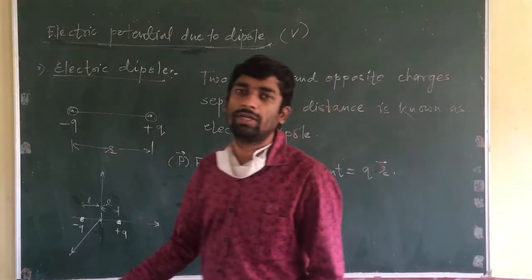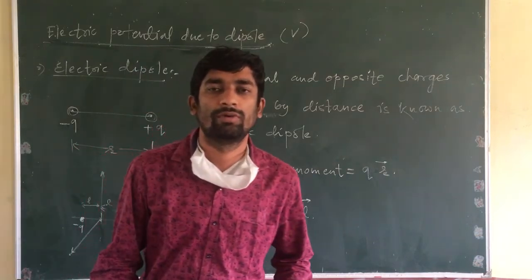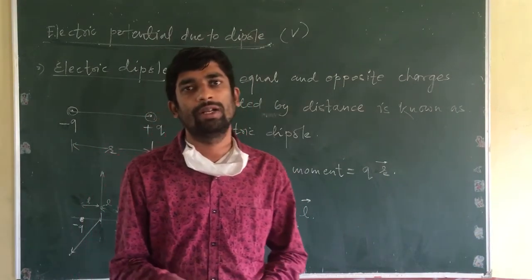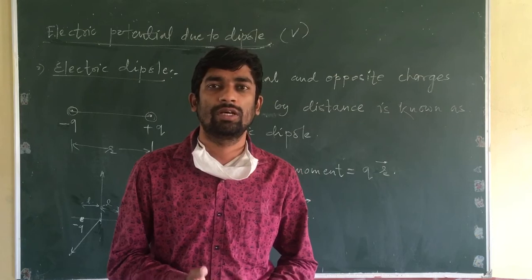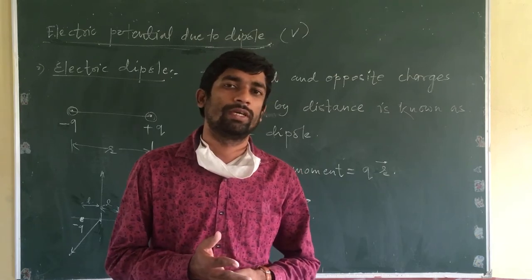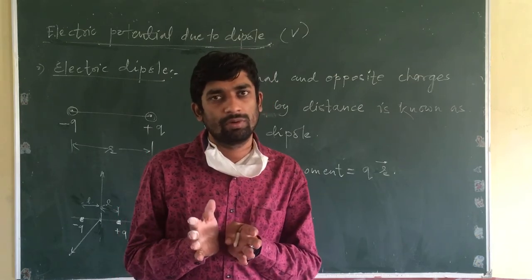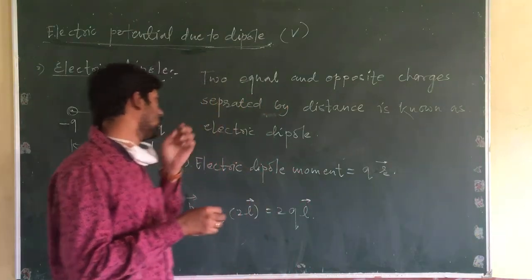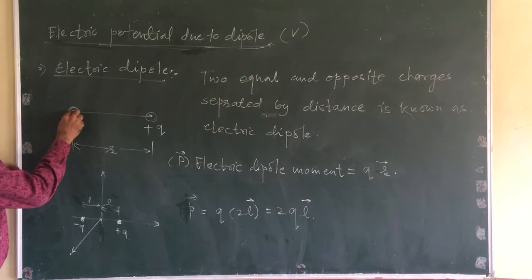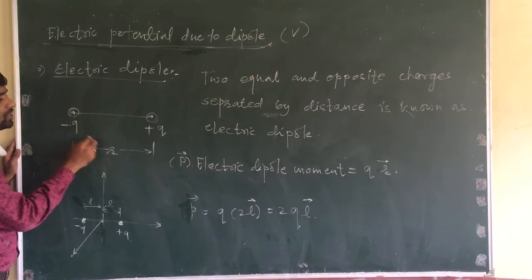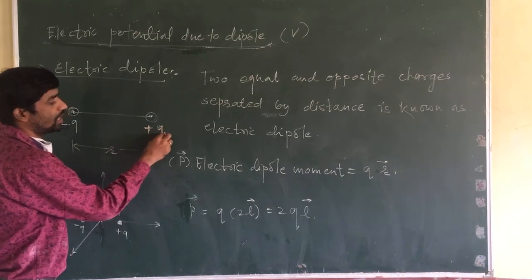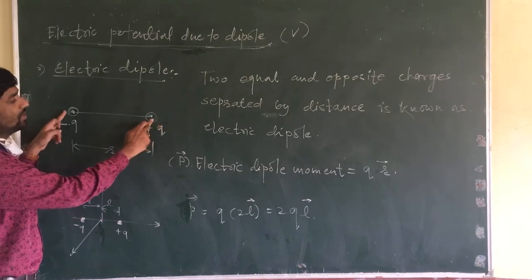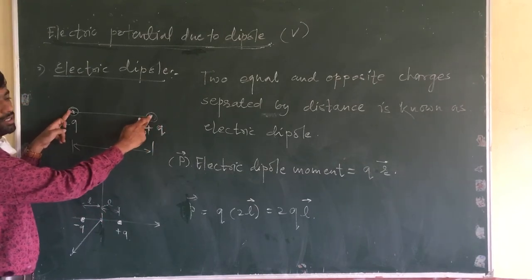Good afternoon, students. Today we are going to learn how to calculate the electric potential due to the dipole. First of all, we have to learn what is meant by a dipole. Dipole means two charges. Suppose this is your negative charge and this one is your positive charge. These two charges are separated by a small distance.